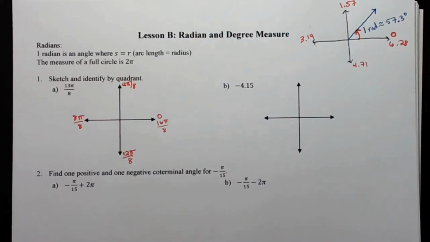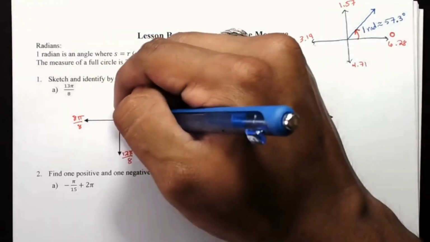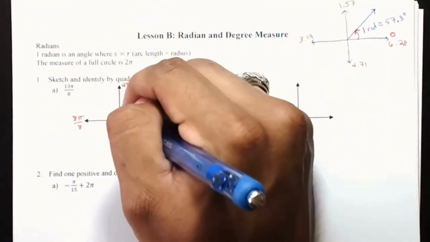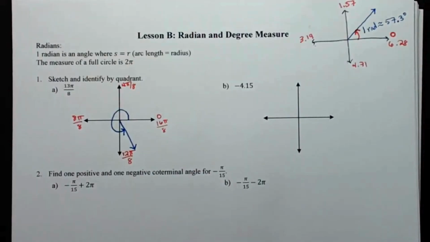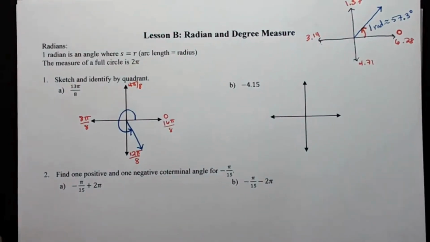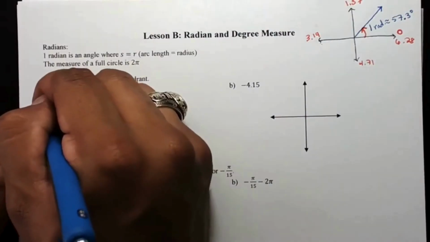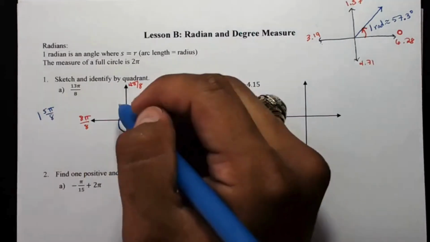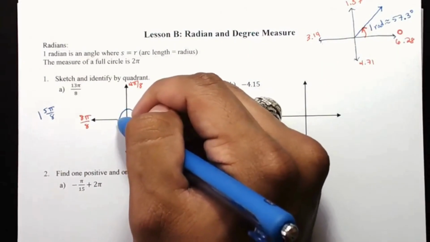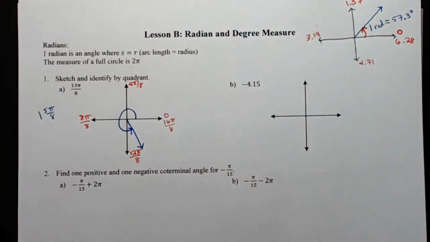So where would 13 pi over 8 be? Well, I'm going to say maybe somewhere over here, because I'm going from this initial side in a counterclockwise rotation. So that's where 13 pi over 8 is. You can also think about 13 pi over 8 as 1 and 5 pi over 8, putting it into a mixed fraction where you divide 13 by 8. How many 8s are in 13? 1, with how many left over? 5. So 1 and 5/8. That says you're going half the circle, pi, and 5/8 more, which is more than a half.